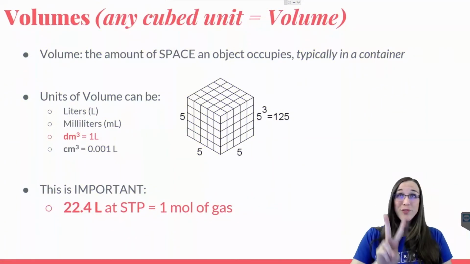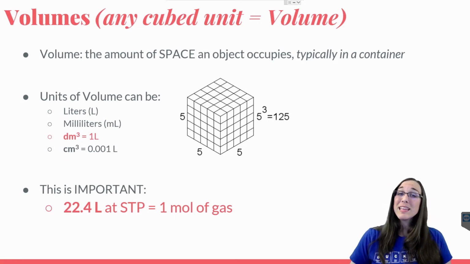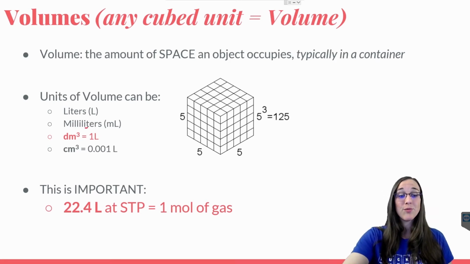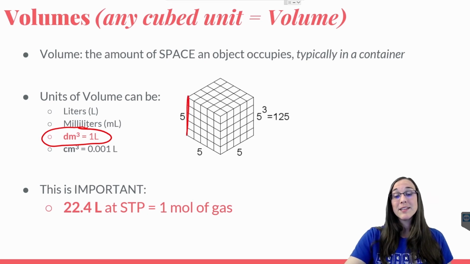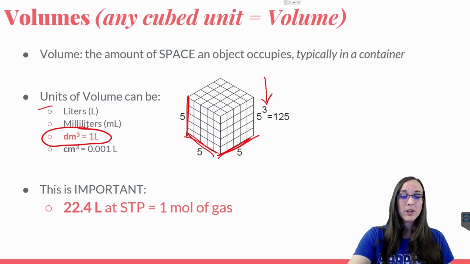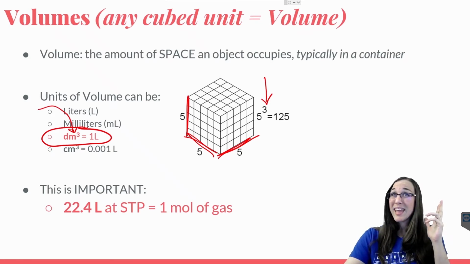Moving on to volumes. Any amount of space that an object occupies is its volume. And the units of volume can be liters, milliliters, decimeters cubed, which is equal to 1 liter. That's really important to remember. And centimeters cubed, which is equivalent to 0.001 liters. So anytime you have a side times another side, that's 3 sides, hence the cubed, you end up with a volume. And that's also why your units end up being cubed. So if you see any cubed in the corner, you know that that must be a unit of volume.